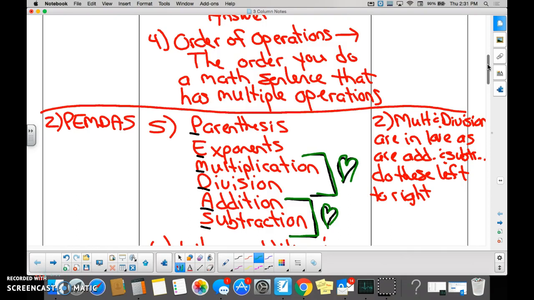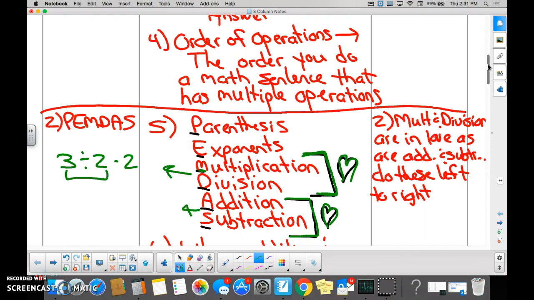So an example would be for multiplication and division. If you have 3 divided by 2 times 2, what do you do first, you guys? Division. You do division first. Even though multiplication comes first in PEMDAS, you would actually do the division problem first because these two are in love, which means the order really doesn't matter. I'm sorry, the order matters going left to right. Does that make sense? Yeah. Hope I didn't confuse you there.